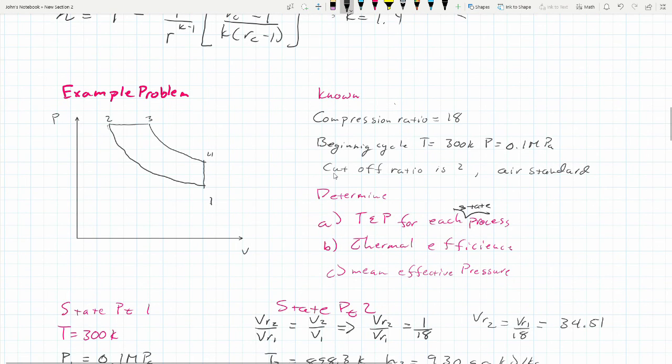In the next episode, we shall cover dual cycles, which is a combination of a diesel cycle and an Otto cycle.